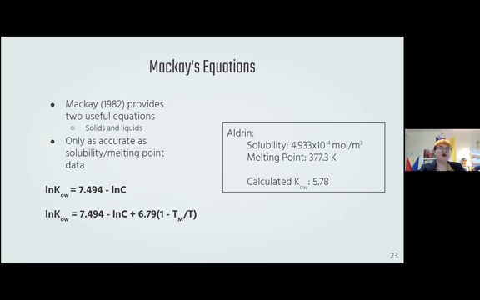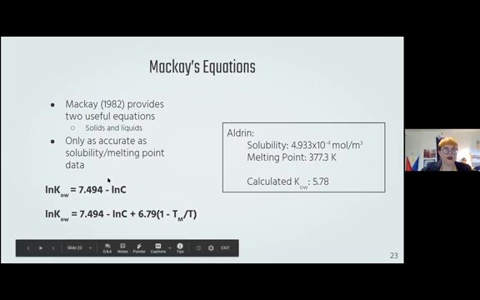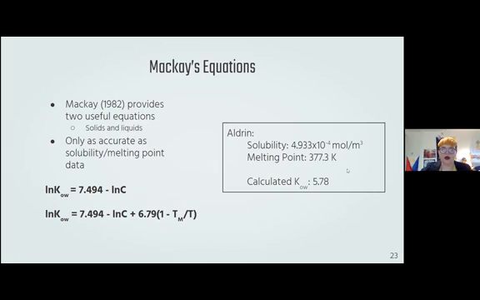The next thing we used was the equations given in Donald Mackay's 1982 paper. He provided two useful equations, one for solids and one for liquids. I've listed them down here. This one here only uses solubility, which is why you use it for liquids. And this one uses solubility and melting point, which is why it is for solids. I want to note again that for temperature, that was our melting temperature over temperature. Temperature was again room temperature. And here I've calculated that out for Aldrin.